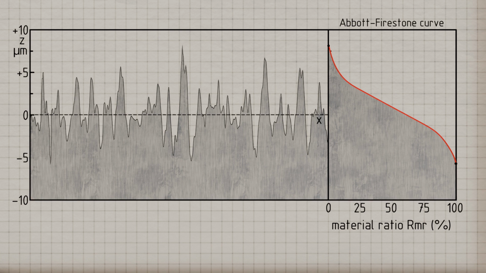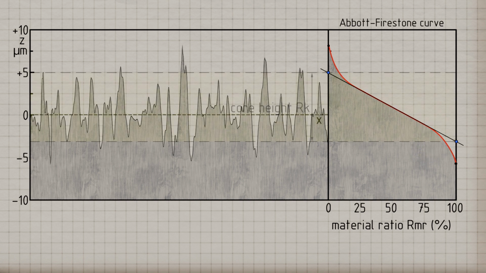Especially when it comes to highly stressed bearing surfaces, such as cylinder running surfaces in combustion engines, such a diagram provides insights into the load-bearing behavior. From this, important surface parameters can be derived. First, a regression line is drawn through the linear portion of the material ratio curve. The intersections of this line with the edges of the diagram at 0% and 100% material ratio mark what is called the roughness core profile.